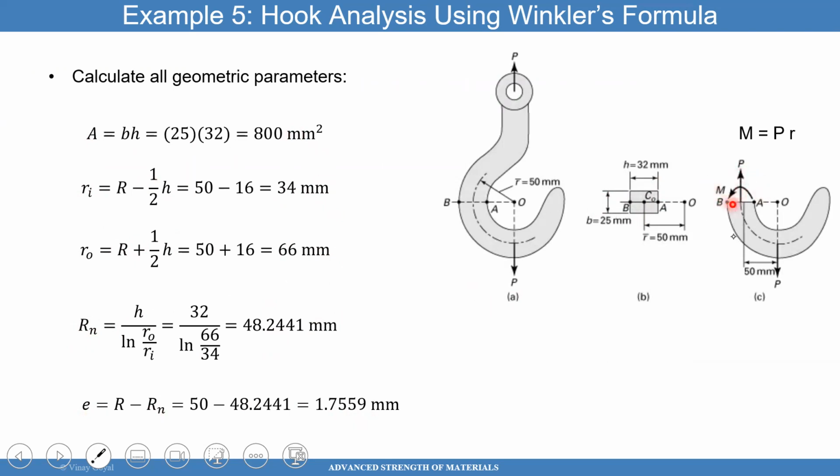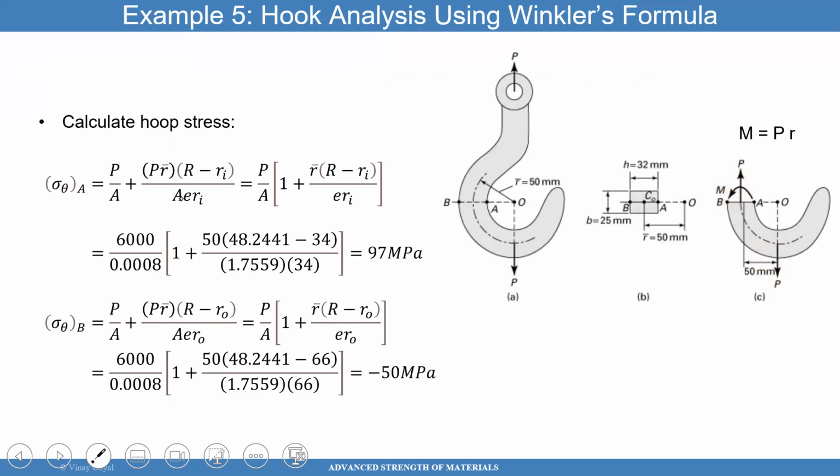And then notice here how this moment is this load P times this distance R, which is 50. So P times R is the moment that is acting here. And then you have that P also. So Winkler's formula can be applied very quickly. P over A plus, and then you have the formula for moment times R minus Ri divided by A e Ri. This all came from the formula we saw for Winkler's formula. I'm not asking you to memorize, but just use it. And then when you go through this exercise, you get 97.